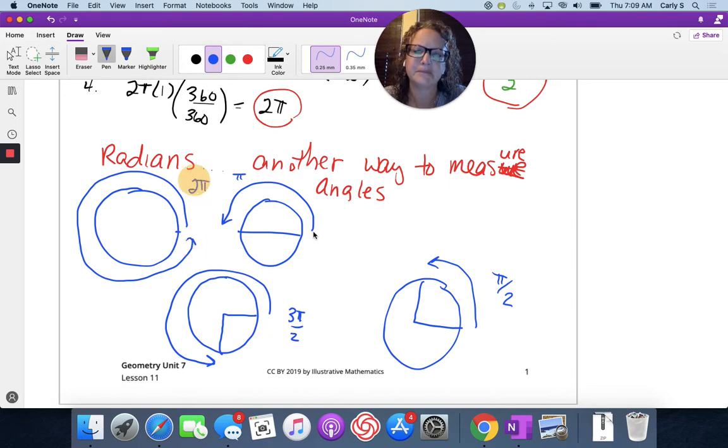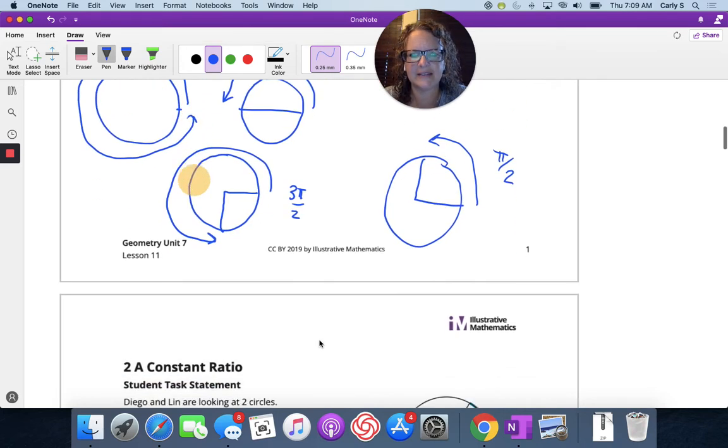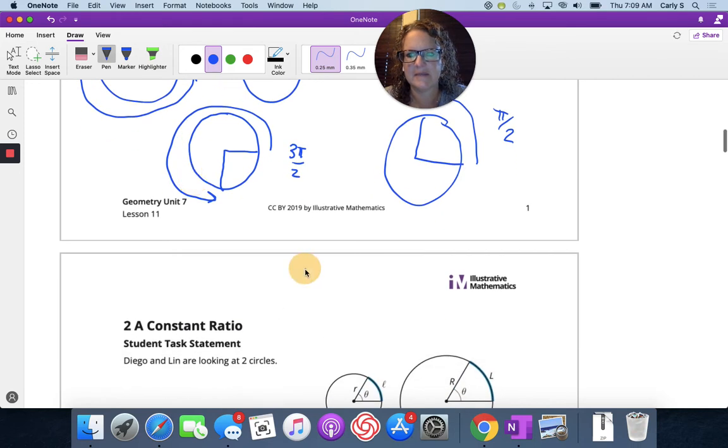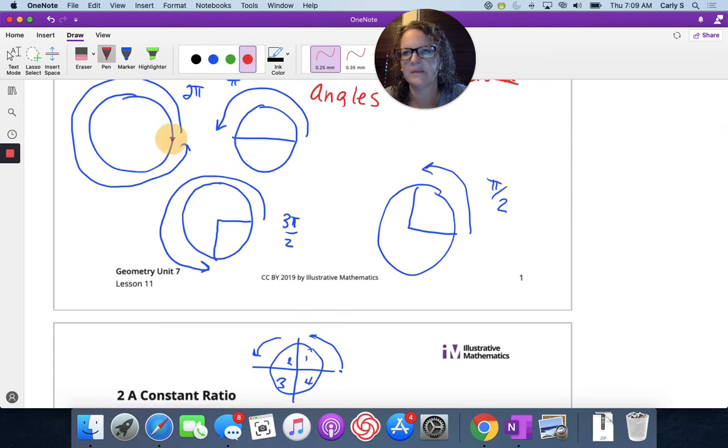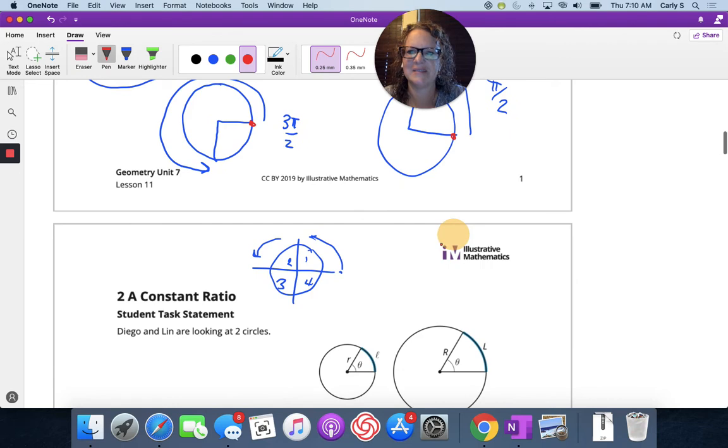There's a reason that I've started each arrow from that spot. If I looked at the coordinate grid, anytime I draw a circle on a coordinate grid, I always start from this side, because that's quadrant 1, quadrant 2, quadrant 3, quadrant 4. That's why I've started each one of these at this spot when I've drawn my arrows. All right, let's move on.